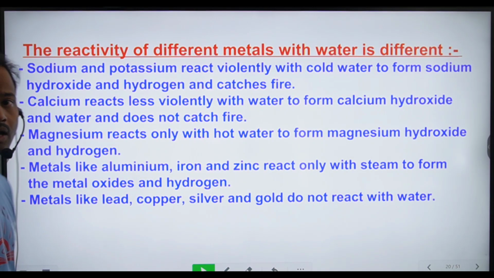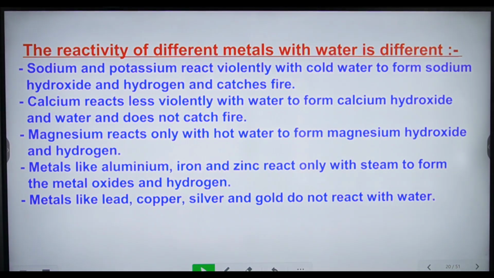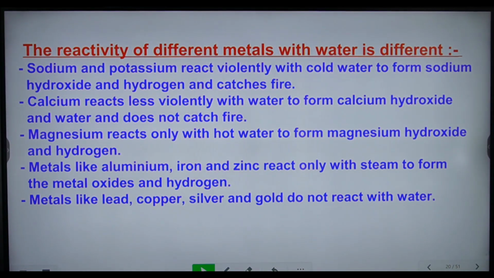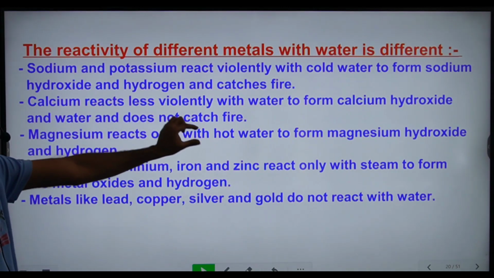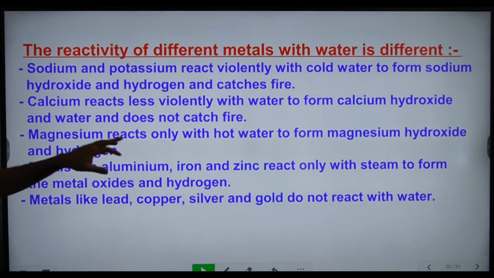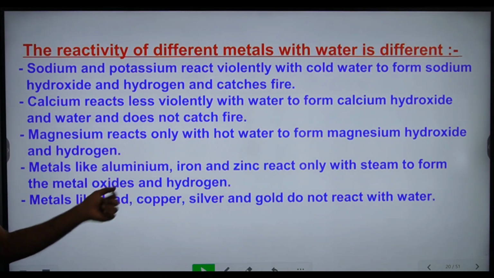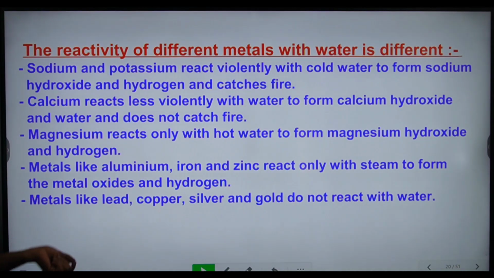Okay, now here we have a summary. Now the reactivity of different metals with the water is different. Sodium and potassium react violently with cold water to form sodium hydroxide, and the hydrogen catches fire. Okay, I have summarized all the points here, right? Calcium reacts less violently with water to form calcium hydroxide and hydrogen and does not catch fire. Magnesium reacts only with the hot water to form the magnesium oxide and liberates the hydrogen gas. Metals like aluminium, iron, zinc react only with the steam to form the metal oxides and hydrogen gas. Metals like lead, copper, silver and gold do not react with the water, right?